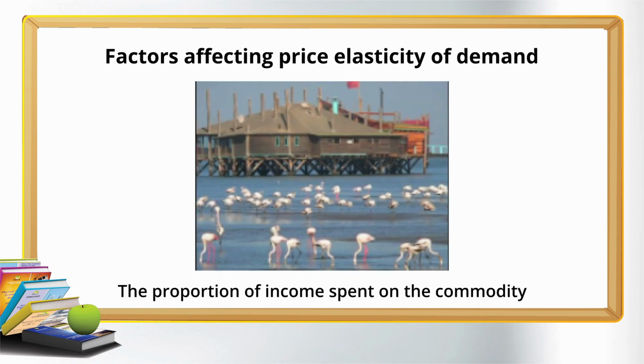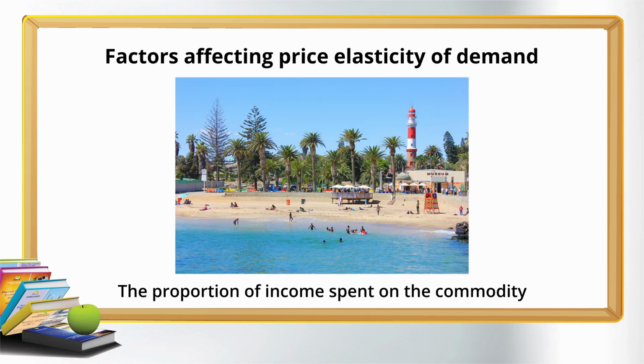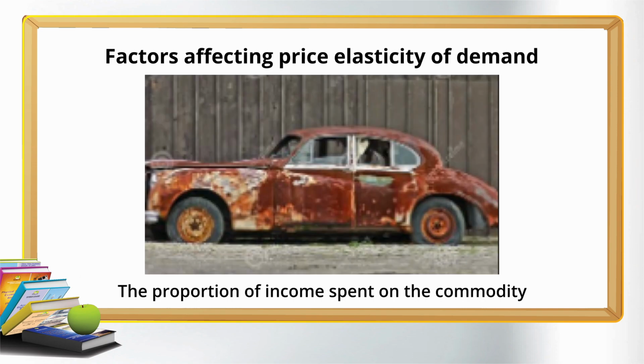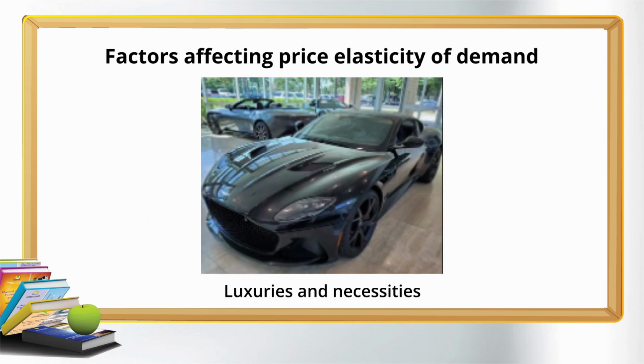The third factor is the proportion of income which is spent on a commodity. If an item swallows up half of my salary, I would try not to buy it very often, perhaps like a trip to the coast. This is similar to the last factor, whether the item is a necessity or a luxury good. Viewers, since the beginning of the year 2022, we have seen a lot of price increases.